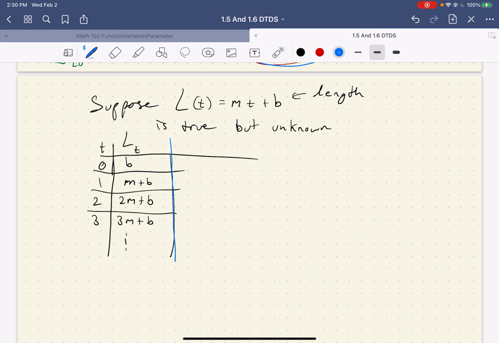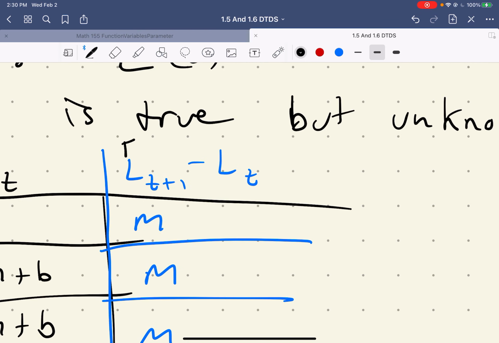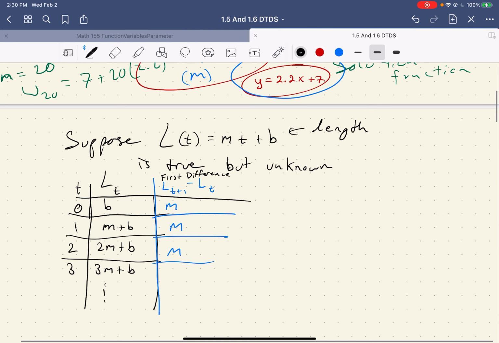And in this next column here, I'm going to compute L sub t plus 1 minus L sub t. In other words, I might look at L sub 1 minus L sub 0, and that would give me m. Or I might look at L sub 2 minus L sub 1, and that will get me m. Or I might look at L sub 3 minus L sub 2, and that will get me m. And so this column here is something I'm going to call the first difference. When our first difference is constant, that is the data trying to tell us the solution function is linear. Okay? When the first difference is constant, that means the solution function is linear.